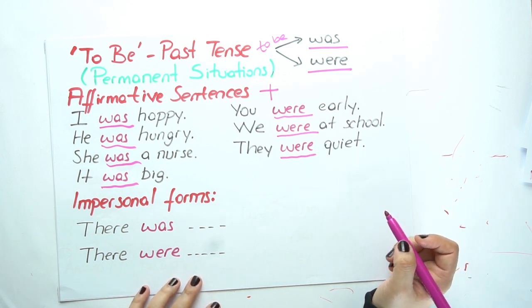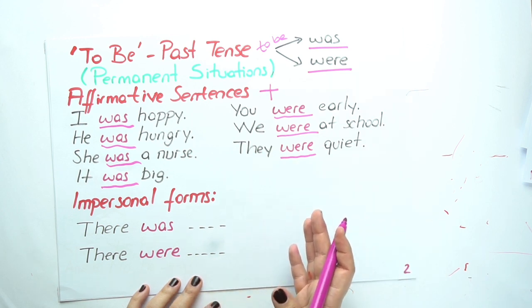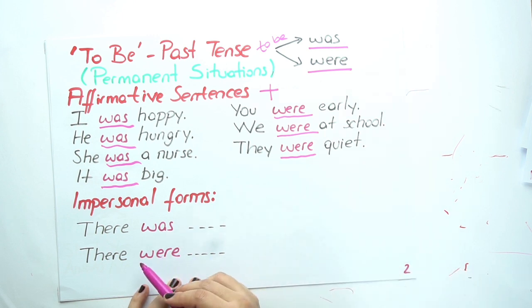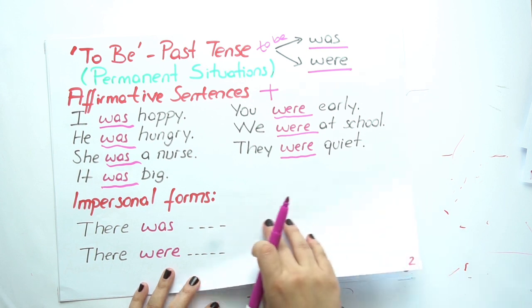Impersonal forms. There was a man in the garden, for example. There were some gifts, like this.